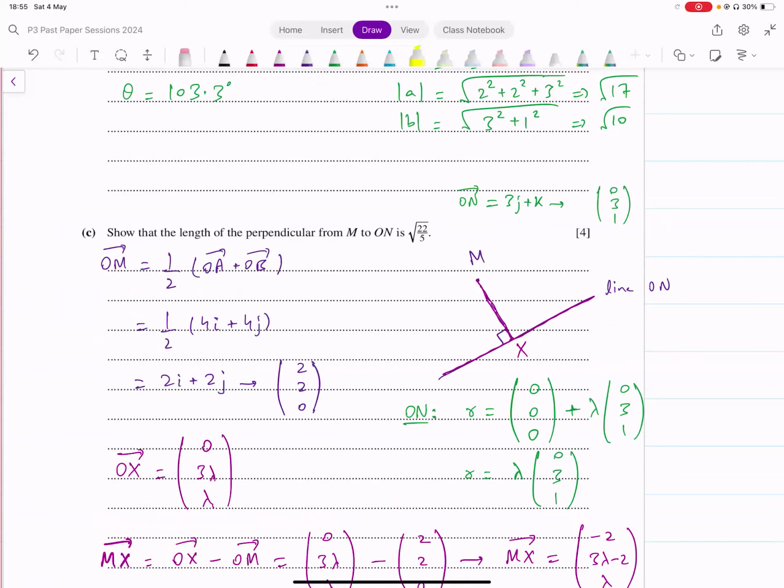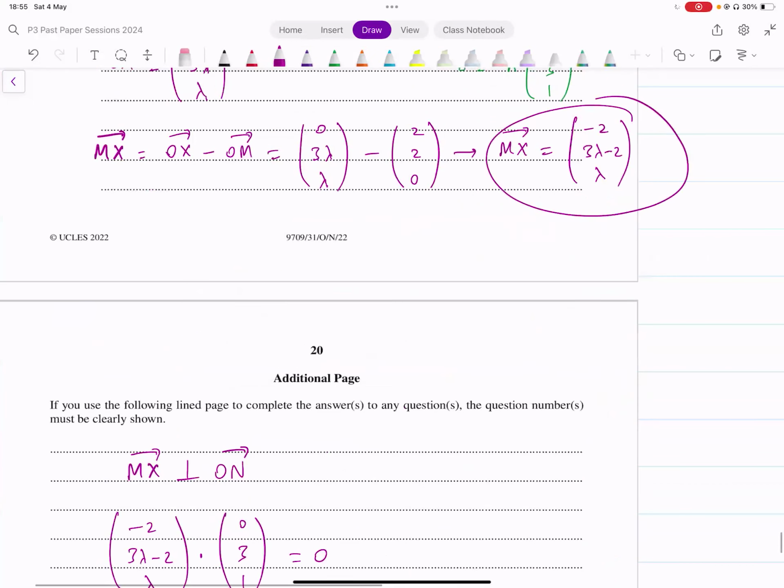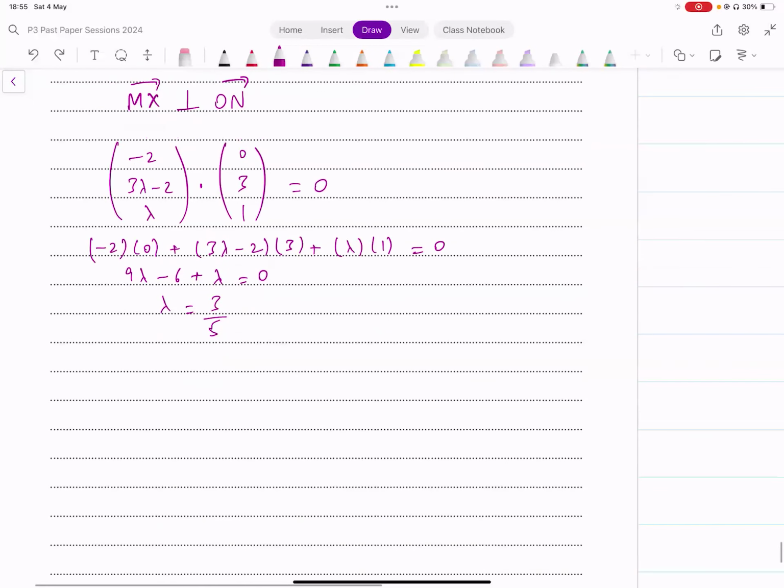Now, what we're looking for is this distance from M to this point X. This distance, that's what we're looking for. Now, we already have the vector MX. All we have to do is put the value of lambda in that. What does the vector MX become now? Vector MX becomes minus 2, 3 lambda minus 2, lambda. Let's input that value of lambda, lambda equal to 3/5. What do we get from that? -2, 3 into 3/5 minus 2. That's giving me -1/5, and then 3/5.